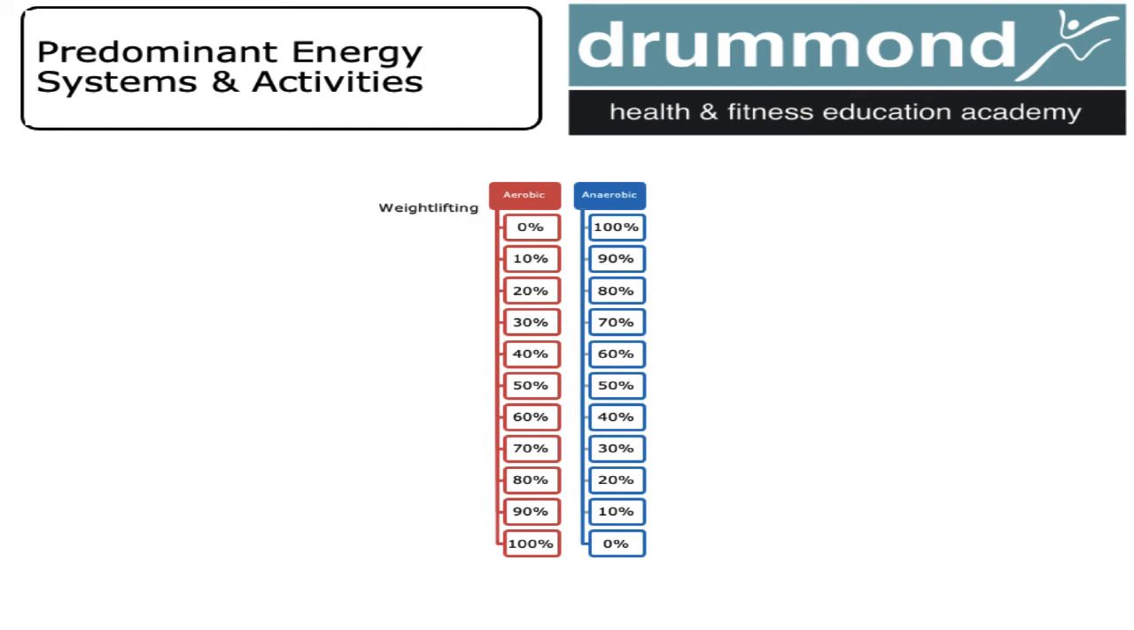Weightlifting at around about 90 to 100% of your max effort is going to be nearly entirely fueled anaerobically. Other events that are going to be predominantly anaerobic would be 100-meter sprints, golf swings, and American football, which are all explosive power sports using 100% to 90% of maximal effort.